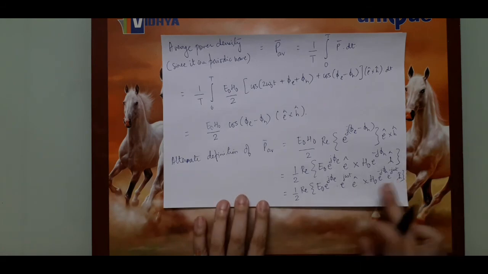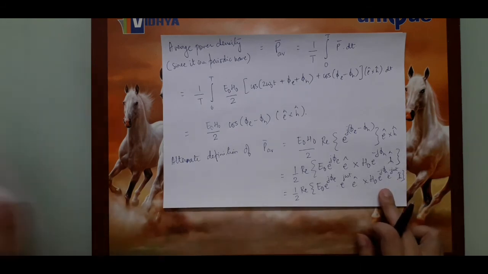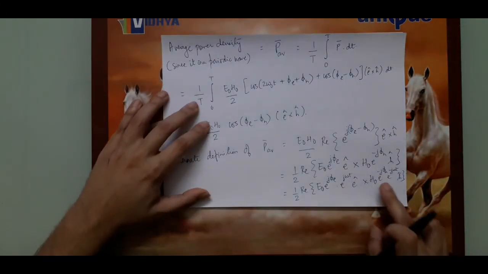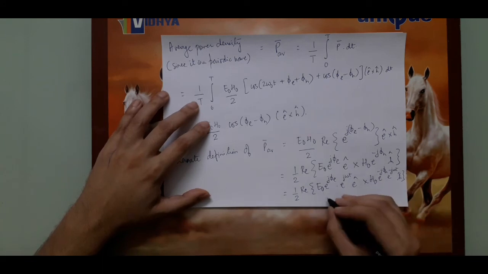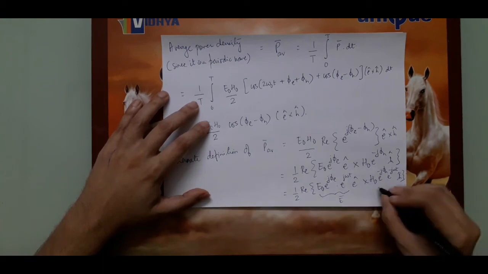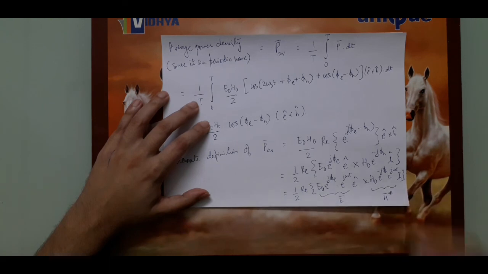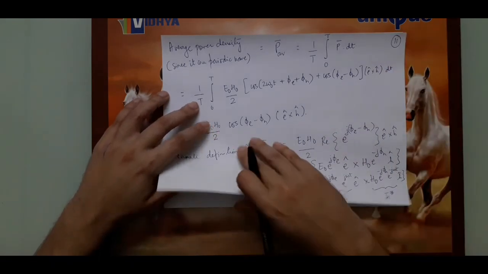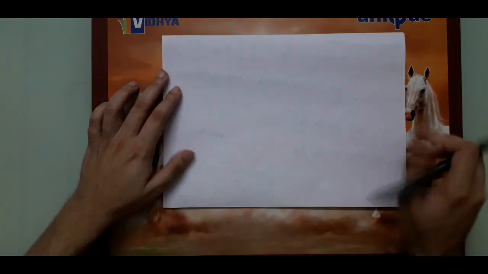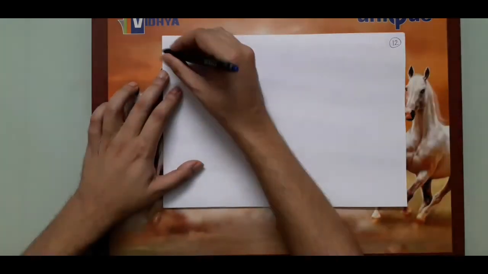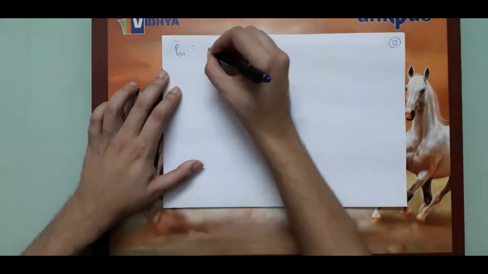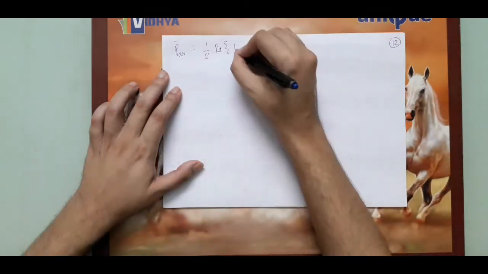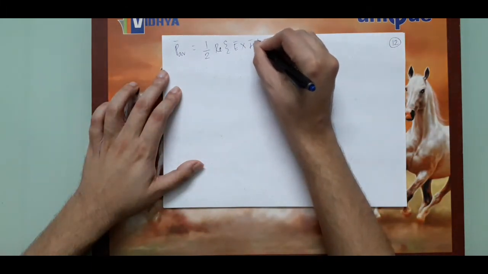Now do these two quantities look familiar? Yes, they are nothing but the E and H vectors. But here the H vector is the conjugate. This is the E vector and this is the conjugate of the H vector. So I can say that I can redefine the average Poynting vector as nothing but half of the real part of the E vector cross the H vector conjugate.